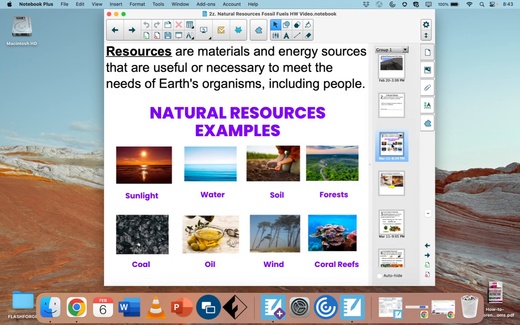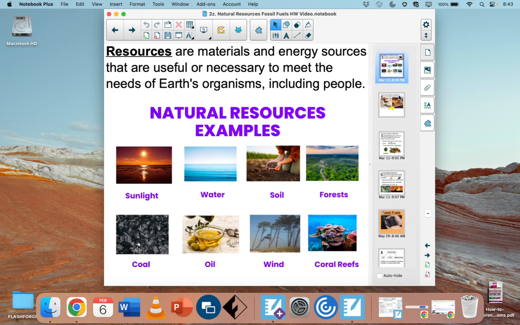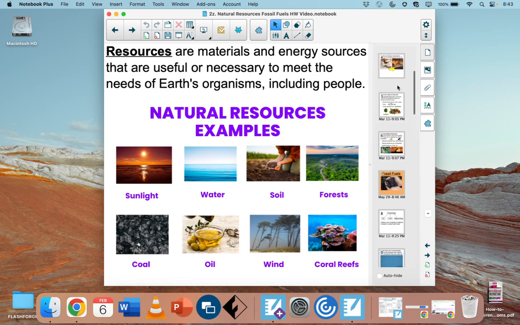All right, so we talked about before in our class that resources are materials and energy sources that are useful or necessary to meet the needs of Earth's organisms, including people. We also talked a little bit about how animals and humans use some of the resources that are the same: sunlight, water, dirt, trees. And there are some things that only humans use, such as metals and gemstones. Animals don't use stuff like that, but we do use it.